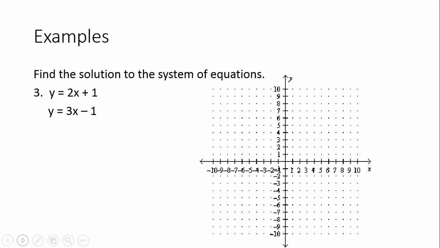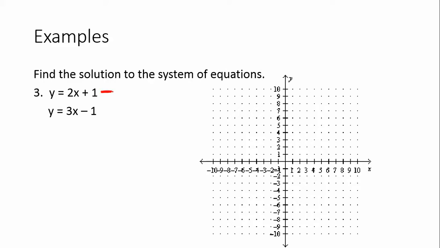So what I want you to do for number 3, there's your graph. I want you to find the solution to the system of equations. And again, we are going to find the solution by graphing both equations and seeing where they intersect. And I'll do this in 2 different colors. I'll do y equals 2x plus 1 in red.